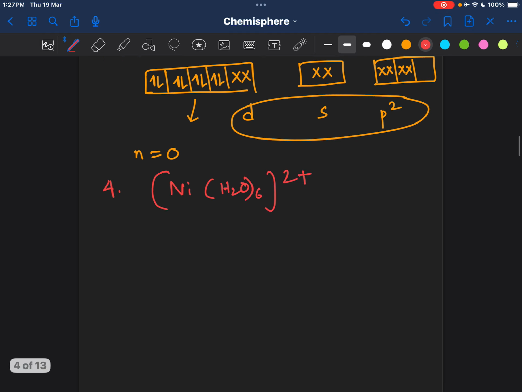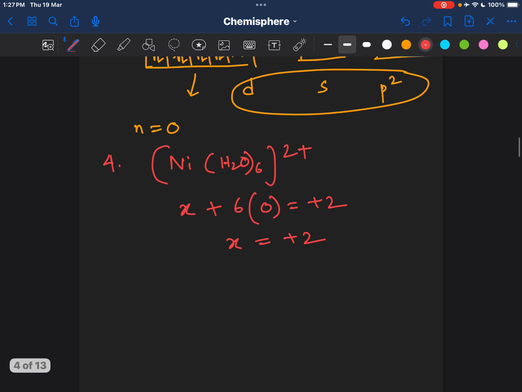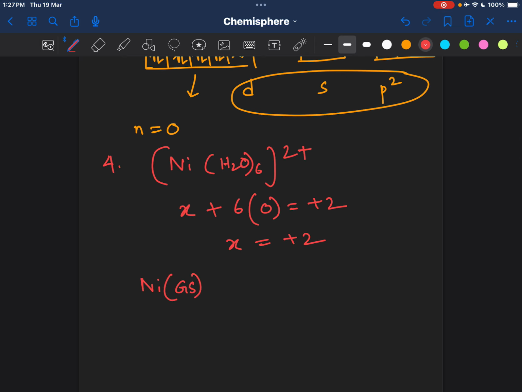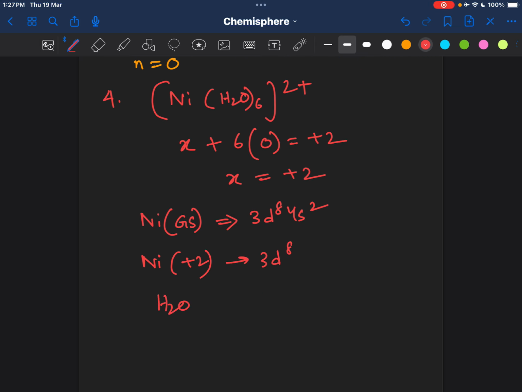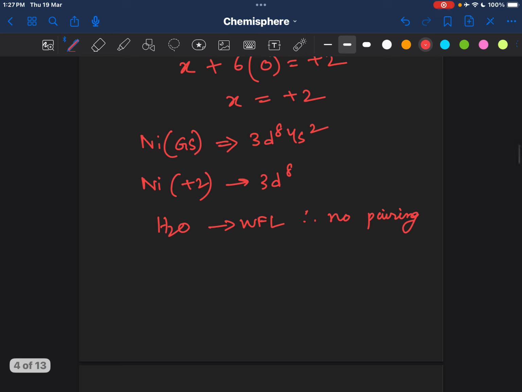Again let's calculate the oxidation state of nickel. Assume it as X plus 6 times water, which is 0, equals plus 2, so X is going to be plus 2. We know nickel in ground state is 3d8 4s2, so nickel in plus 2 will be 3d8. This time the ligand is H2O. H2O is a weak field ligand, so therefore there is no pairing. Since there is no pairing, the nickel will look like this: 1 2 3 4, 1 2 3 4 5 6 7 8.